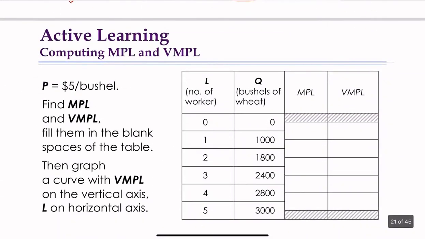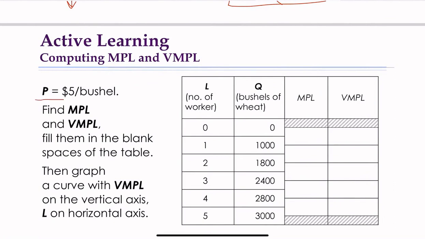Okay, let's look at this very simple active learning problem. So we are talking about number of workers and bushels of wheat, and the price of wheat is $5 per bushel. The task here is we need to find out the marginal product of labor and the value of marginal product of labor.